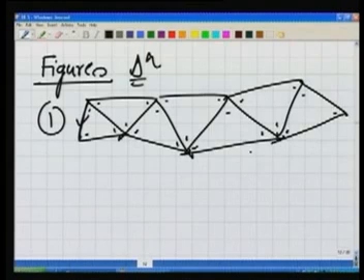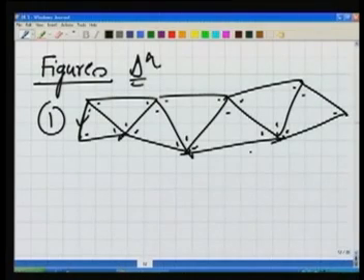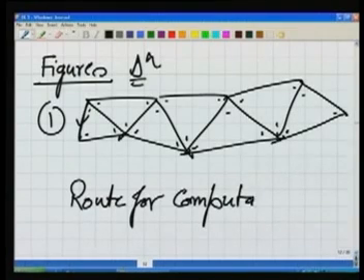Well, we know one length here, we know all these angles. So having known all these, the coordinates of all triangulation stations can be computed and the control network can be established. Now this kind of chain of single triangles is not a very good figure. Why is it not a good figure? Because we have only one route for computation. Now what is this route for computation and why is it important?